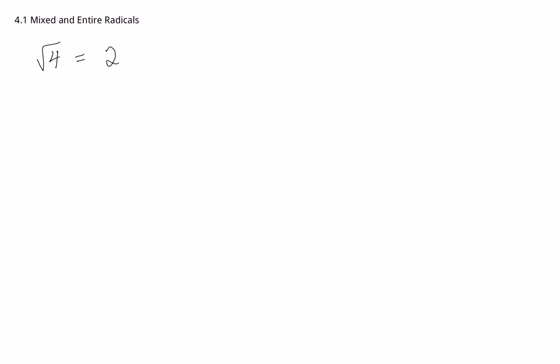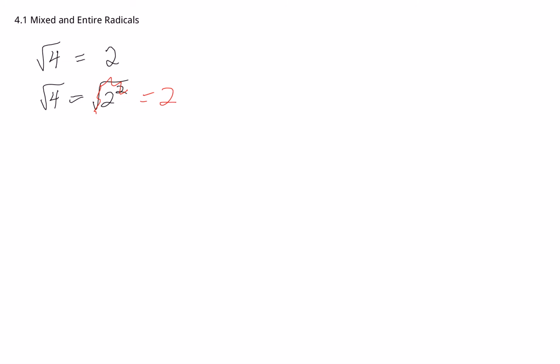And the reason for that is a square root and squaring sort of are opposites of each other. So 4 is actually the same thing as 2 squared. So if we do the square root of 2 squared, you can see the square root and the square just sort of cancel each other out. So then we just get 2 for our final answer.